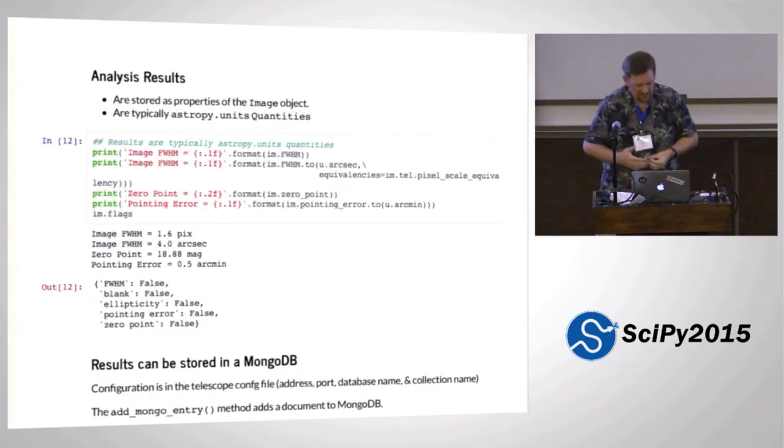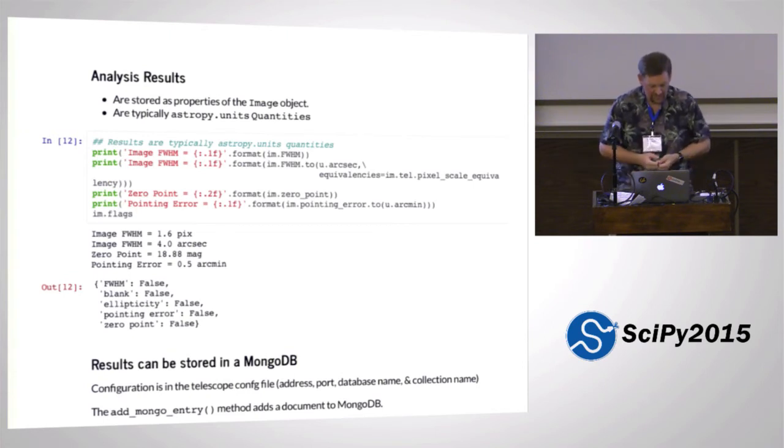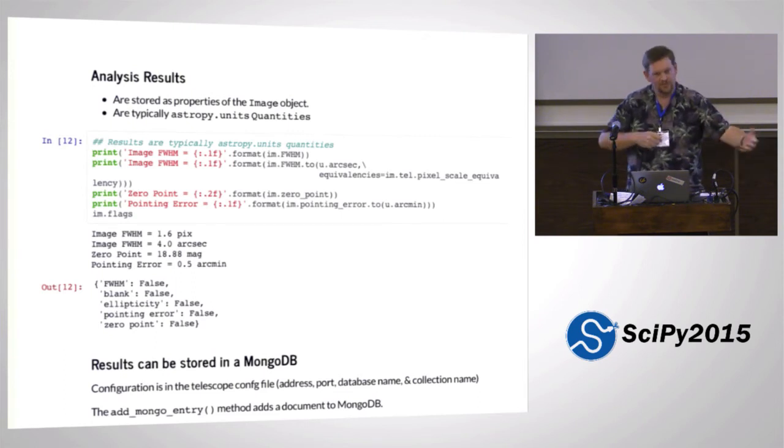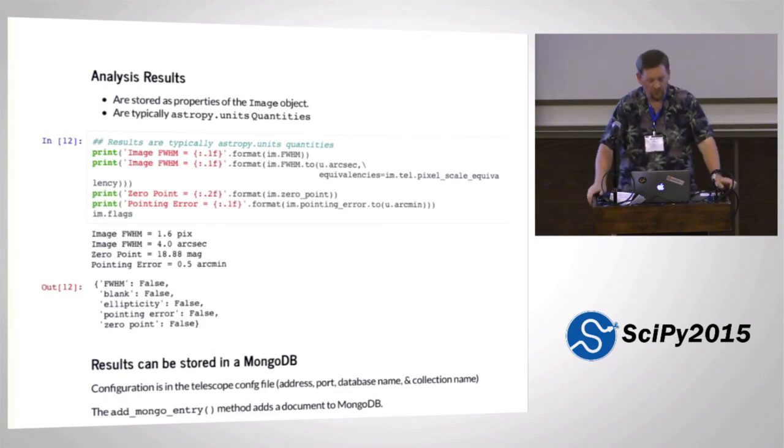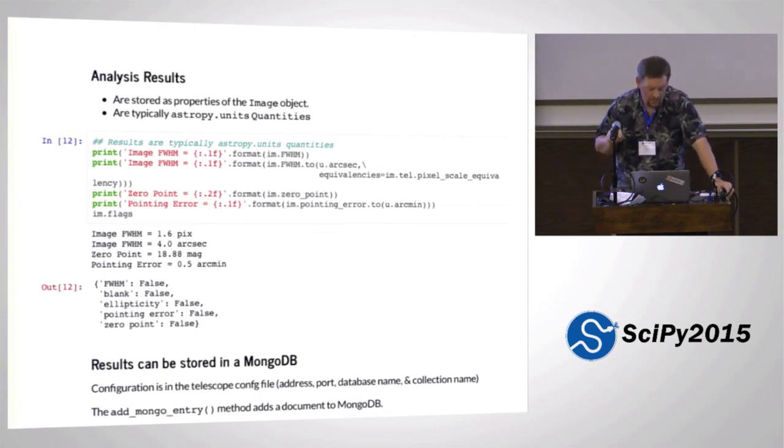So at the end of this, you've got the results on an image, and all of these are stored as properties of the image object. They're AstroPy quantities, so you can manipulate them with units. You can convert between pixels and arcseconds if you want to report your full width half max. One thing I'll mention real quick is that it also sets up a set of flags. In your configuration, you can set thresholds for a bunch of these values. If your full width half max is above a certain threshold, that image will be flagged. If the zero point is above or below a particular threshold, you can flag it for that.